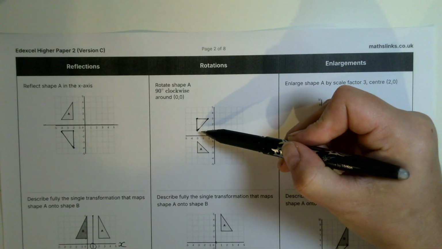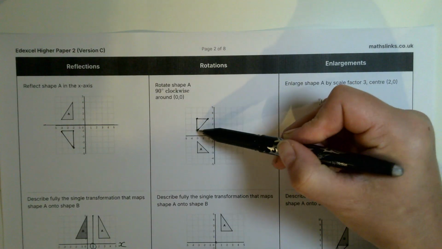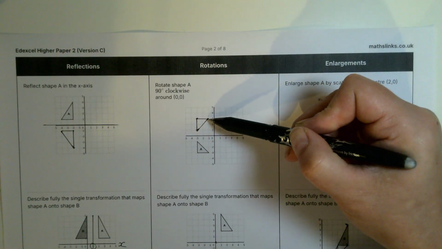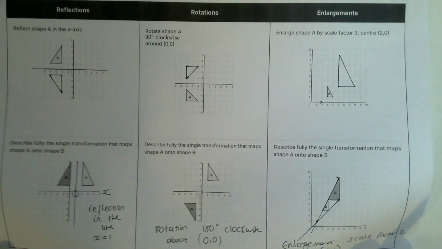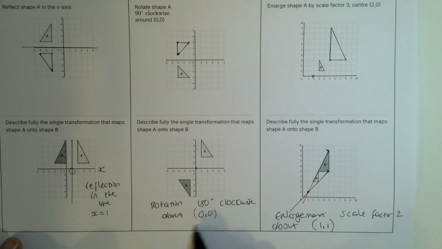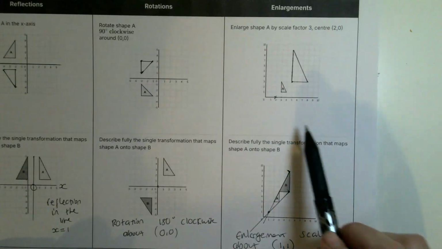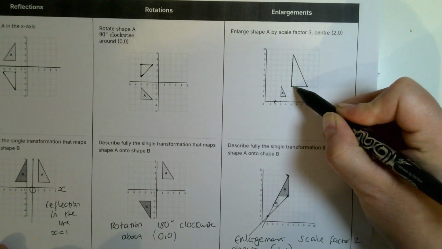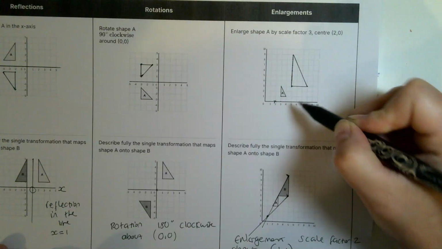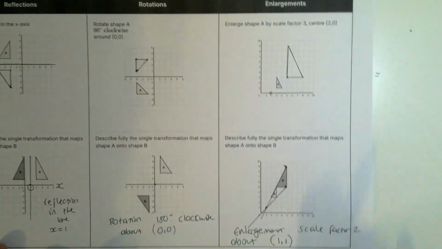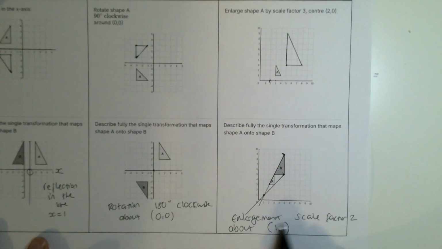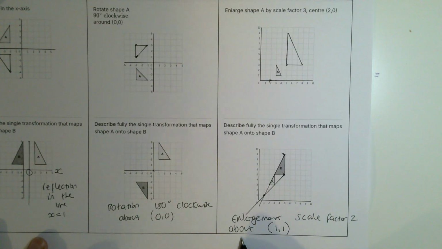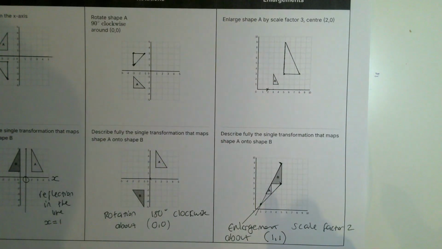Rotation of clockwise should have ended up here at negative 3, 1, negative 3, 3, negative 1, 3. And the bottom one was a rotation 180 degrees clockwise about 0, 0. The enlargement should have ended up at 5, 3, 8, 3, 5, 6, and then the bottom one was enlargement, scale factor of 2, about the coordinate 1, 1.